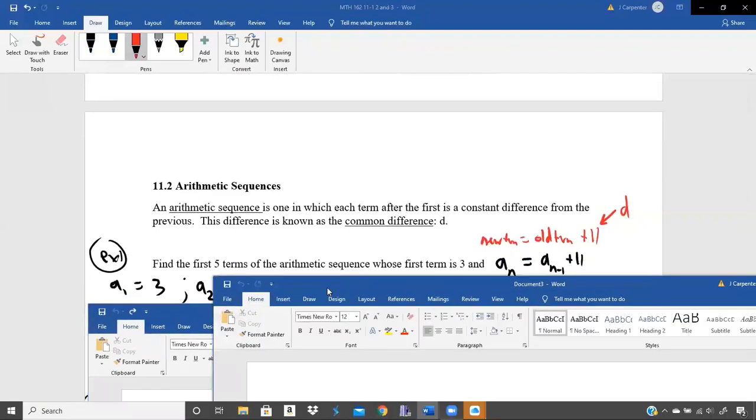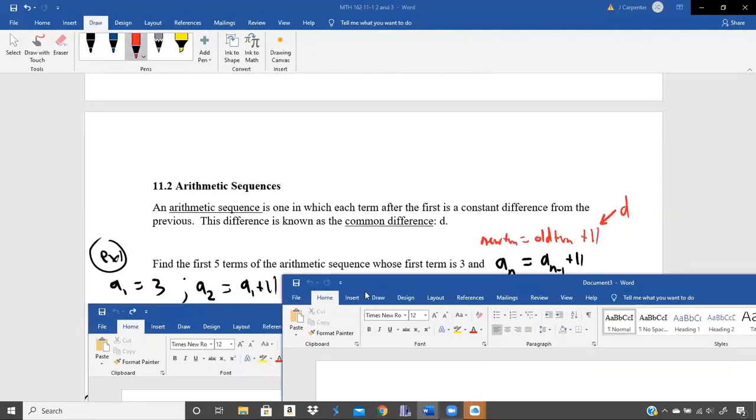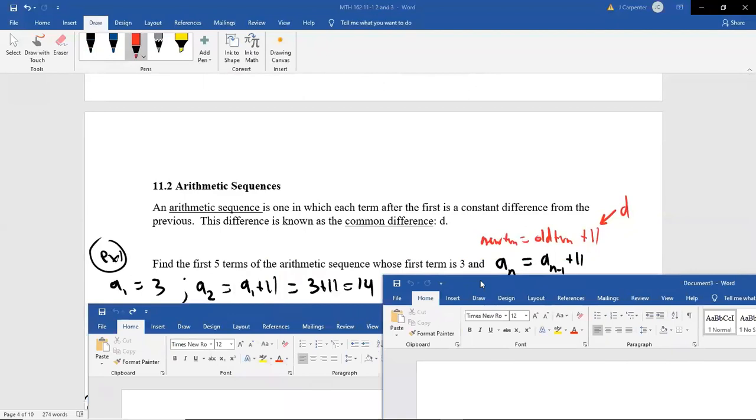The second term is the previous term plus 11. So it's the first term plus 11. The first term being 3. So we do 3 plus 11, which is 14. And that's it. Doesn't really feel like we've done anything different because we haven't. We did this exact type of problem last time. We just didn't give the name arithmetic sequence, and that the number being added is known as a common difference.